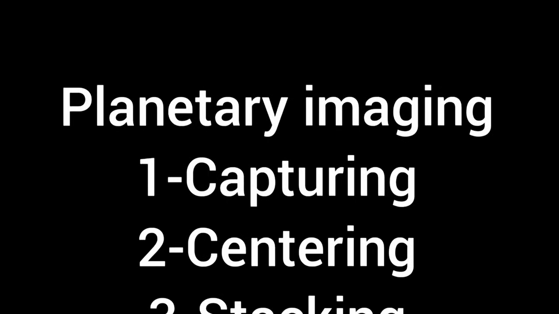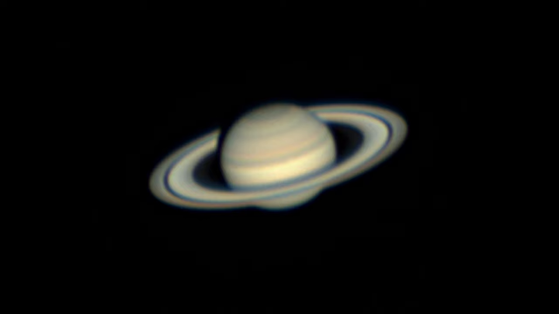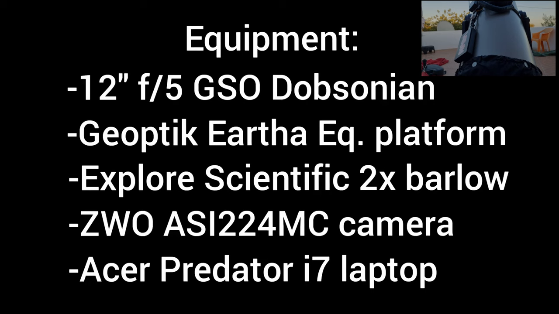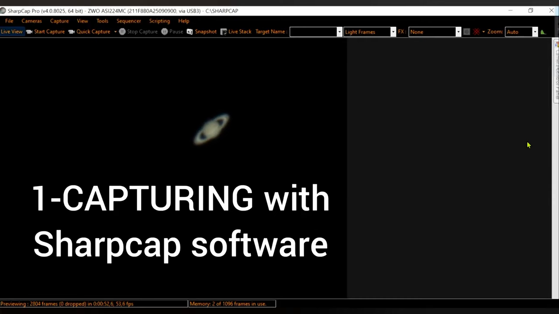You will learn the 5 steps needed to do a good planetary imaging. And at the end of this video, you should be able to get a nice Saturn image. You can use any telescope, although we will be using a 12-inch Dobsonian telescope over an equatorial platform with a 2x Barlow and an inexpensive camera.